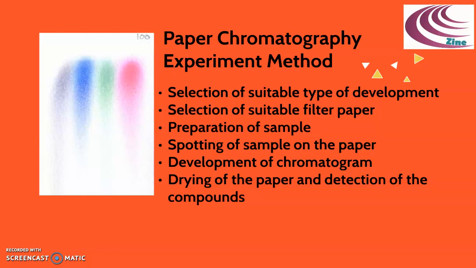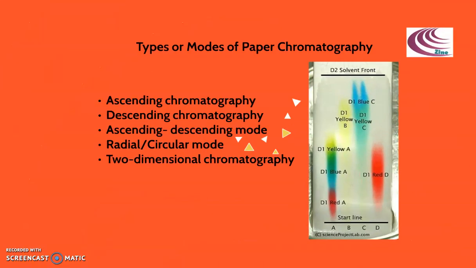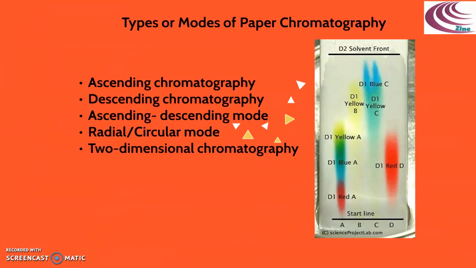Types or modes of paper chromatography. Based on the way the development of the chromatogram on a paper is done in a procedure, we have broadly 5 types of chromatography, and these are ascending chromatography, descending chromatography, ascending descending mode, radial or circular mode, and two-dimensional chromatography.